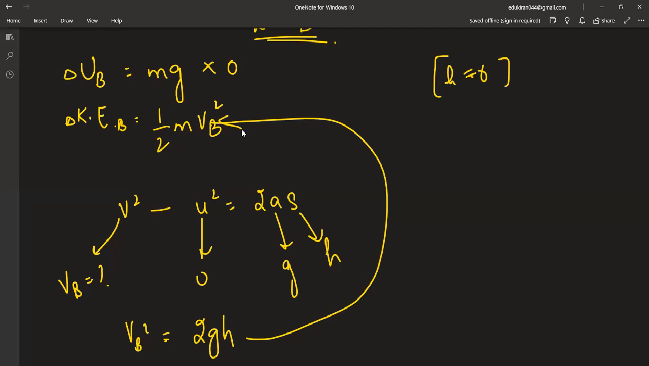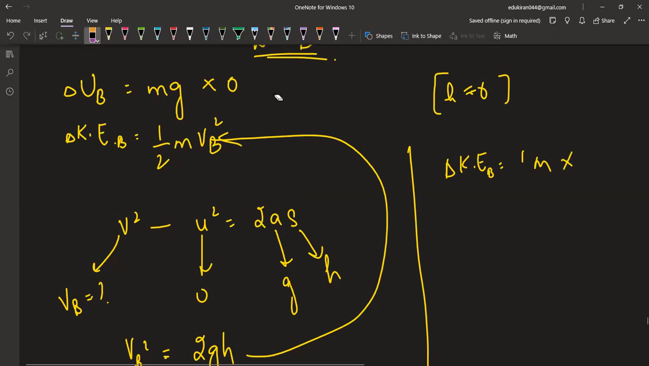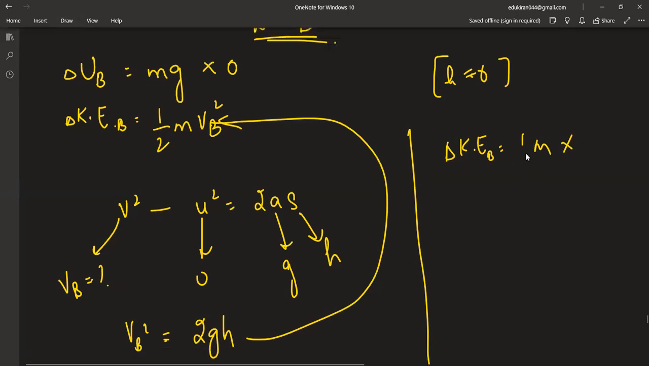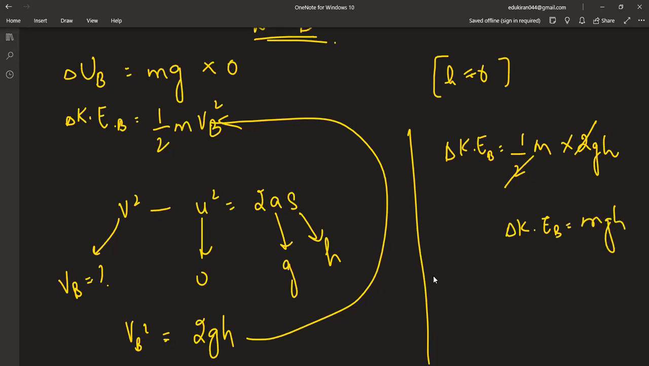And we also need vB square only. Here, let us substitute the value of vB. So what are we left with? See, the kinetic energy at B is half m into v square. V square is 2gh. 2 will be cancelled. Kinetic energy is coming mgh. Look at the total energy at B point. It is 0 plus mgh. So this is equal to mgh.